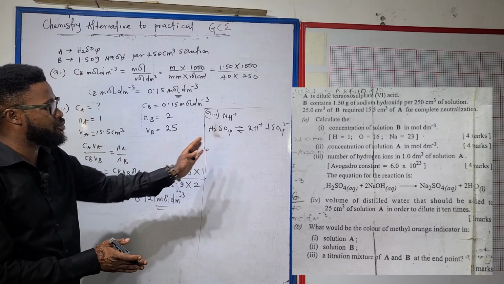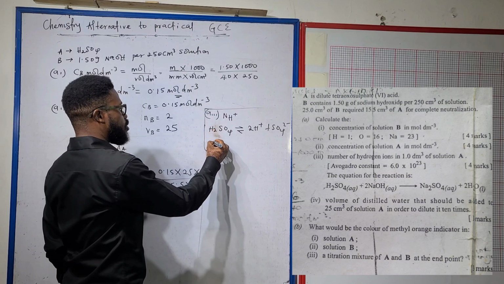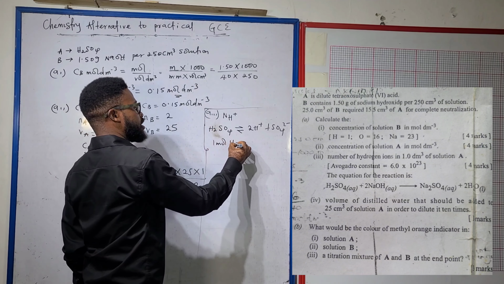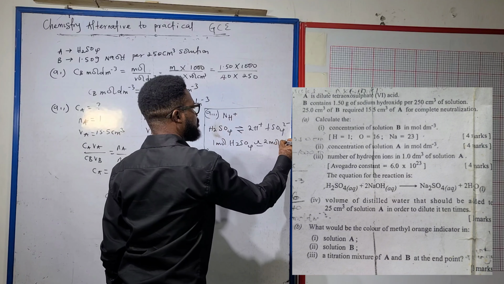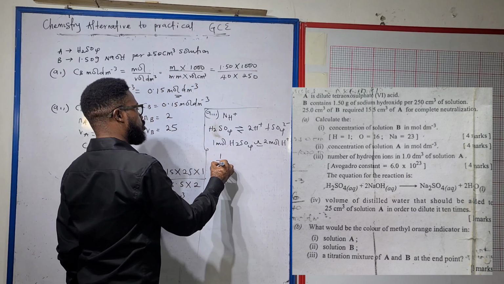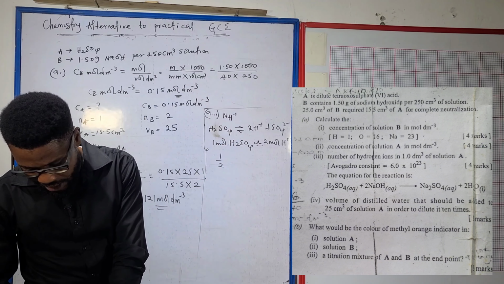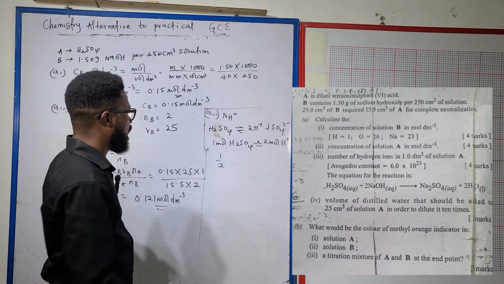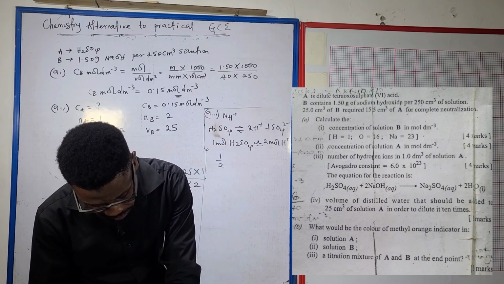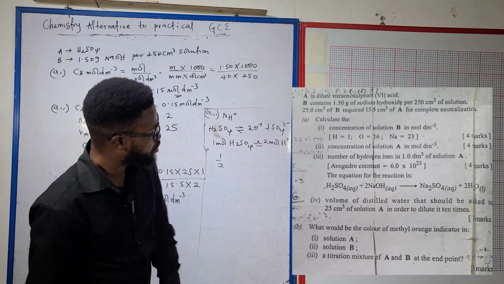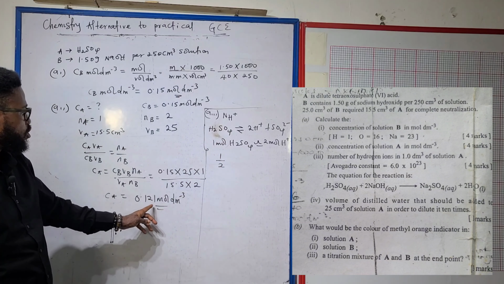Talking stoichiometry, there we go again. This is 1 mole, this is 2 mole. So we know that 1 mole of my H2SO4 is equivalent to 2 mole of the hydrogen ion. So if I say 1 to 2, then what is the concentration of the H2SO4 we just calculated? That is going to be the concentration of the H2SO4, 0.121 mole per dm cube.